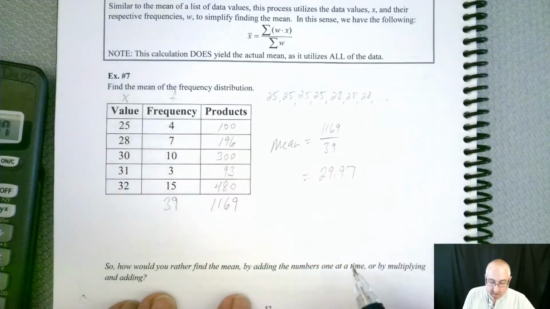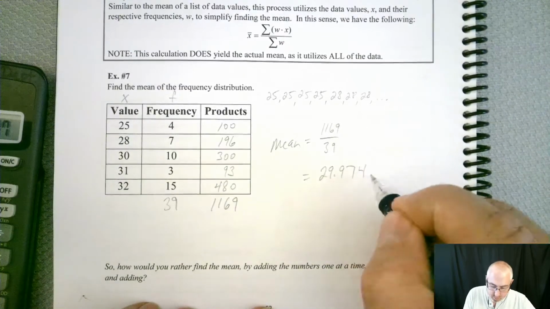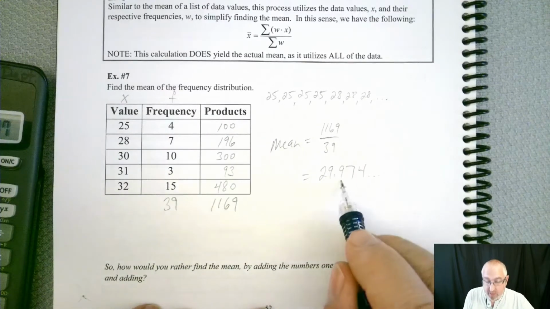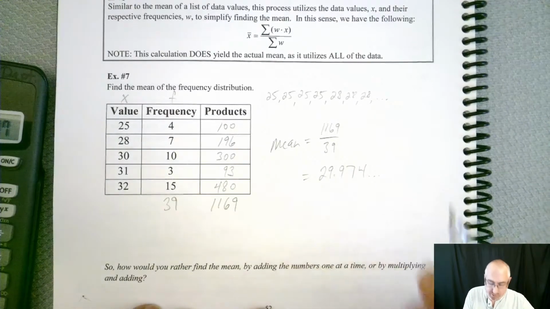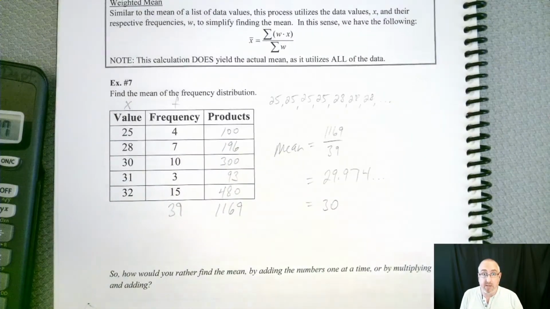29.97. Now, technically, we would round this to how many decimal places? We would round it to 1. But we can see if we rounded it to 1, that's going to bump it up to 30. So, in this case, 30 is the answer.